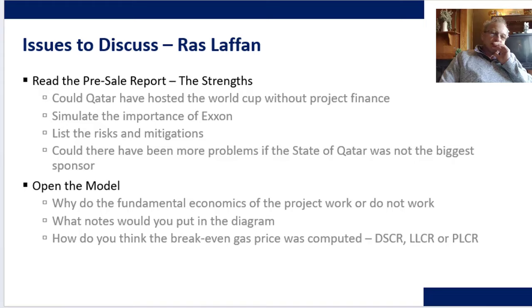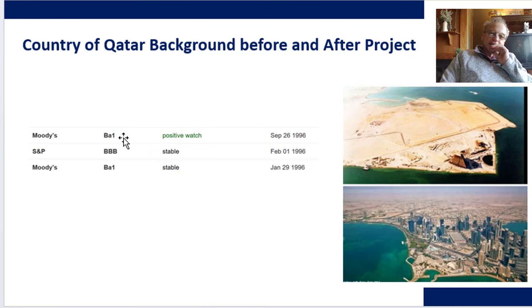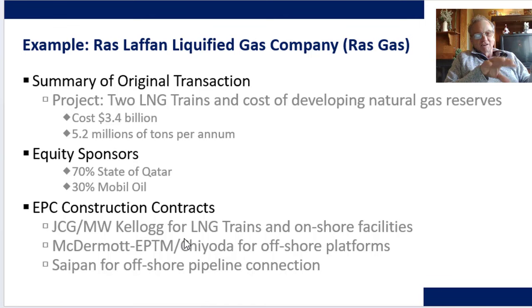Okay. And Qatar at the time was rated below investment grade by Moody's. And I don't know, Standard & Poor's must have just upgraded it, maybe, but okay. And there's what Doha looked like before the project finance, and here's what it looked like after the project finance. So you know the answer, but you don't know how they got there, perhaps, okay? So let's just look at a couple of things. There were a couple of transactions we'll look at.